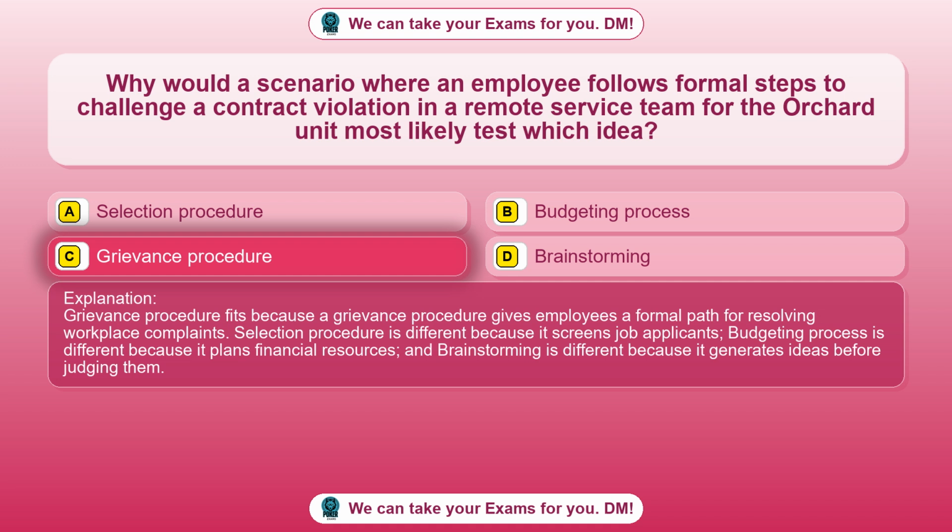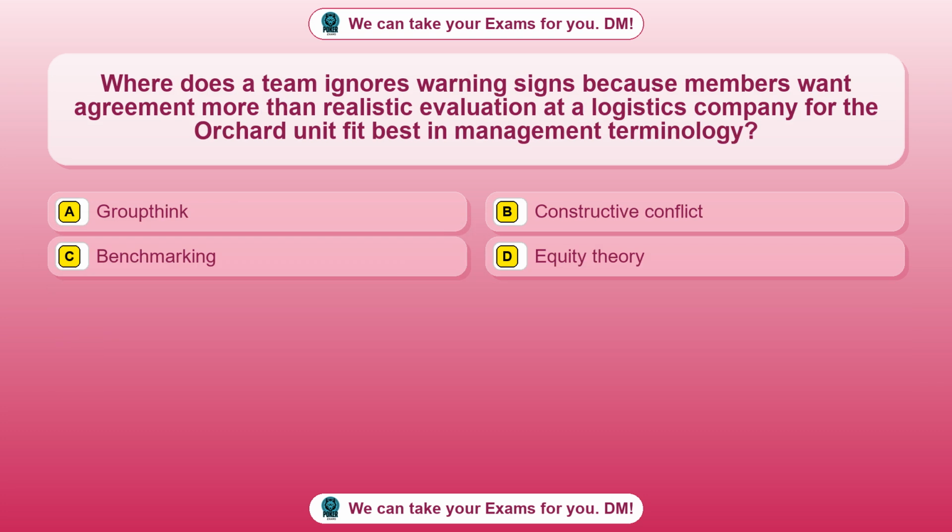Grievance procedure fits because a grievance procedure gives employees a formal path for resolving workplace complaints. Selection procedure is different because it screens job applicants. Budgeting process is different because it plans financial resources, and brainstorming is different because it generates ideas before judging them. Question 73. Where does a team ignores warning signs because members want agreement more than realistic evaluation at a logistics company for the Orchard unit fit best in management terminology?